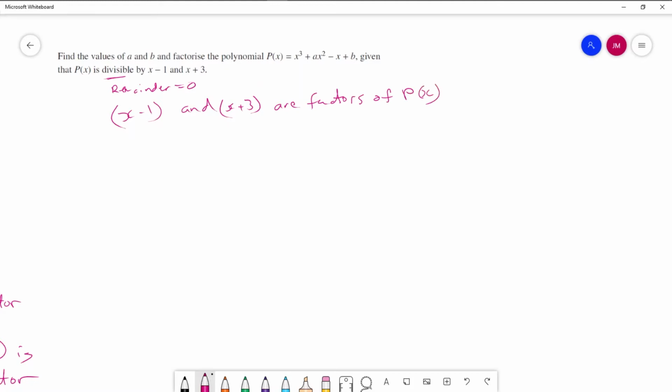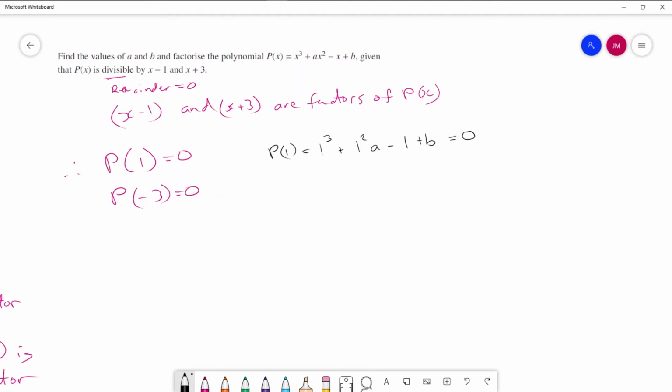So knowing that, we can say, therefore, p of positive 1 must equal 0, and p of negative 3 must equal 0. So we can use these two bits of information to find two equations, which should be enough to find a and b, two unknowns. So let's set up p of 1. We should get 1 cubed plus 1 squared lot of a minus x, not x, minus 1 plus b. So that's one equation. All of that equals 0.